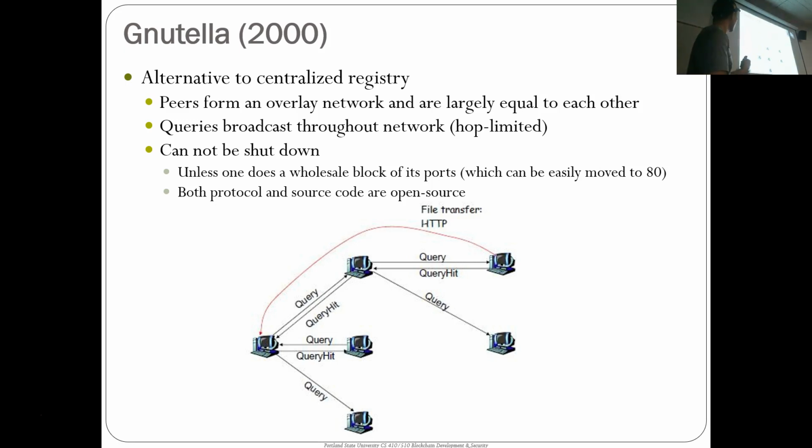And the thing with Gnutella is that it couldn't be shut down. There is no one central place that you can go to shut Gnutella down. So it's really truly peer-to-peer. The only way you can really block it is to block all of its ports. And even if you block all of its ports, it's easy enough to take that protocol and try and shift it over a port that you're never going to block, like port 80, the web port. The other thing with this is that the protocol and the source code are open source, so it makes it really difficult to restrict the ability to run Gnutella.